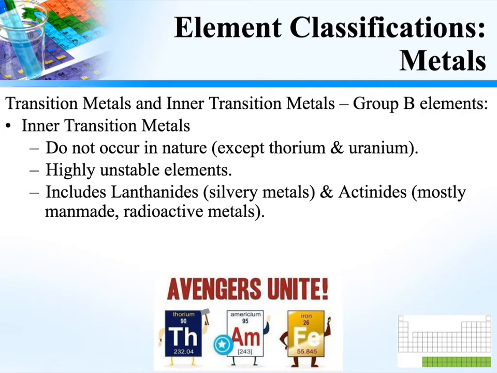The inner transition metals do not occur in nature except for thorium and uranium. They're very unstable elements, and this includes the lanthanides, which are the silvery metals, and the actinides, which are mostly man-made radioactive metals. Note that this section or group of metals is the one that has been separated and placed at the bottom of your periodic table.